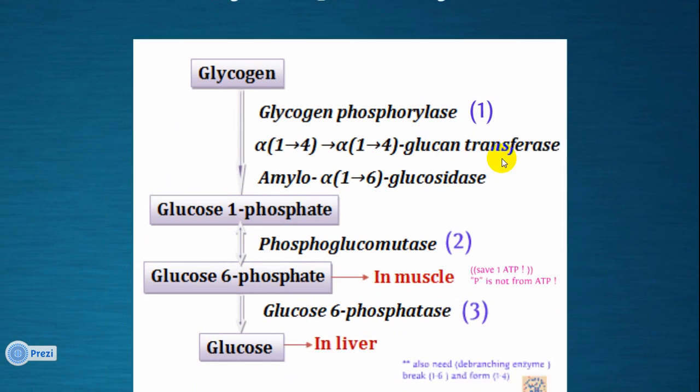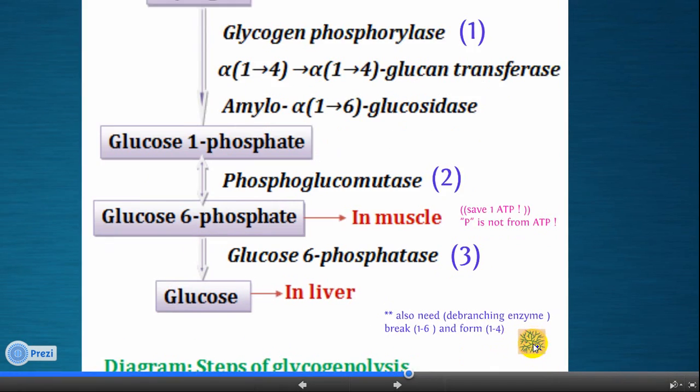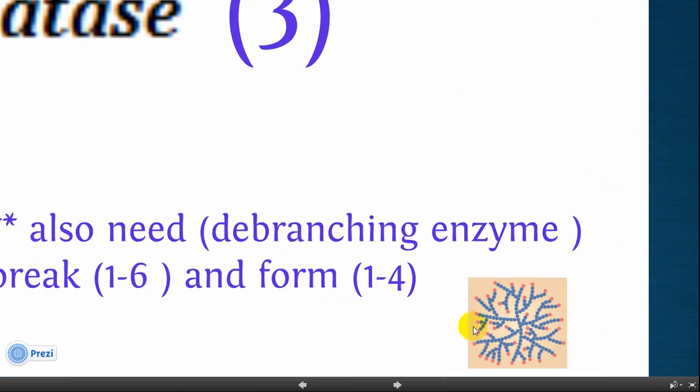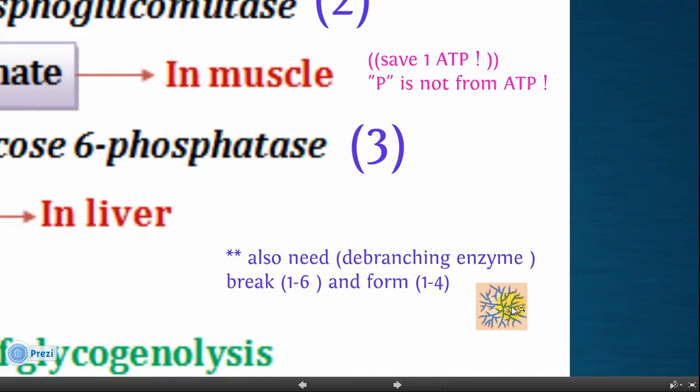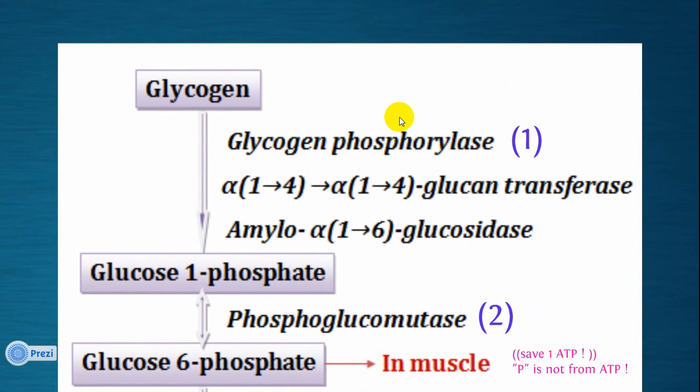Okay. Now this pathway is very simple. We have only 3 enzymes. The first enzyme is glycogen phosphorylase. This enzyme will take glucose from glycogen from the side. Okay, you remember that glycogen is a very huge compound, like here. Okay, this is glycogen, a very huge compound. The glycogen phosphorylase can take the glucose from the side of glycogen.